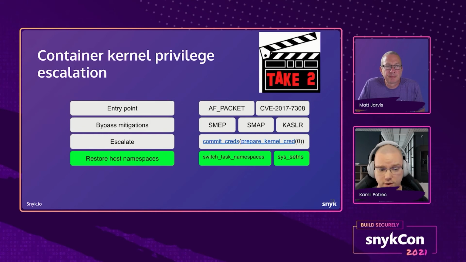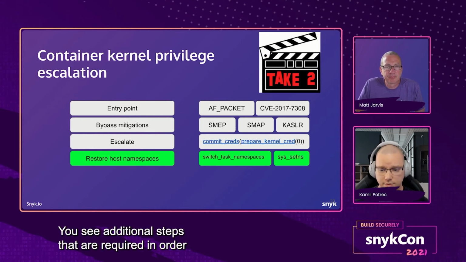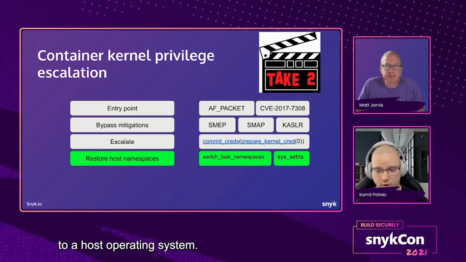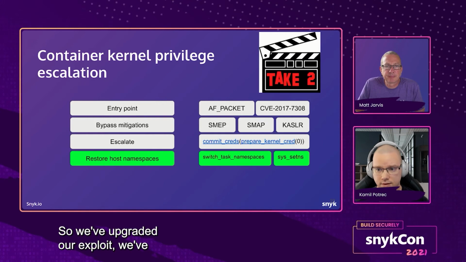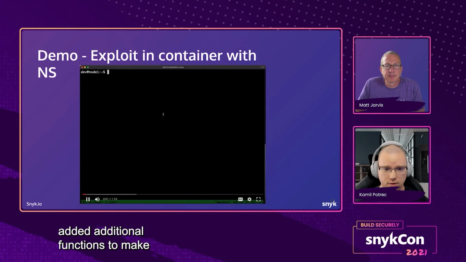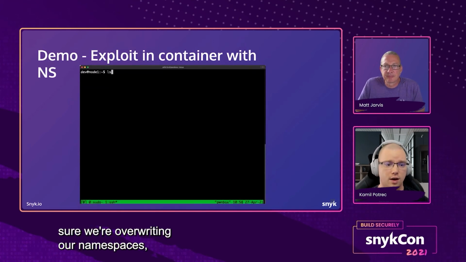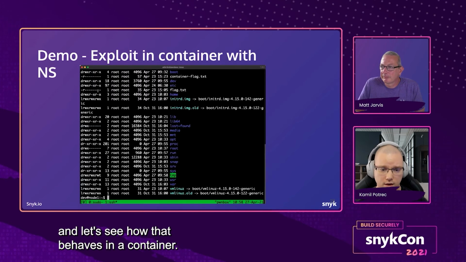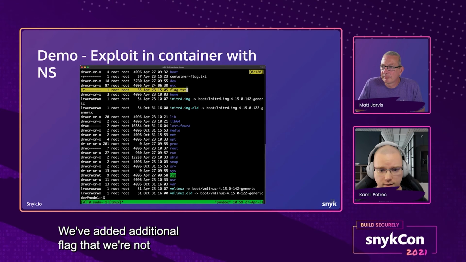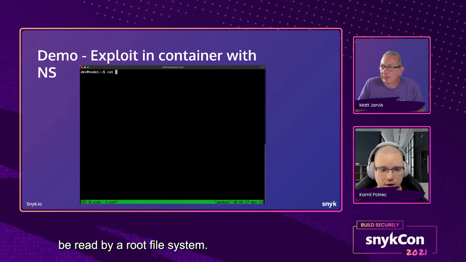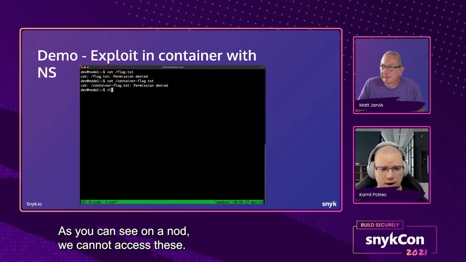So take 2 of the exploit. In green, you see additional steps that are required in order to successfully privilege escalate from a container to a host operating system. So we've upgraded our exploit. We've added additional functions to make sure we're overwriting our namespaces, and let's see how that behaves in a container. We've added an additional flag that we're not going to mount within the container that can only be read by a root file system. As you can see on a node, we cannot access these.